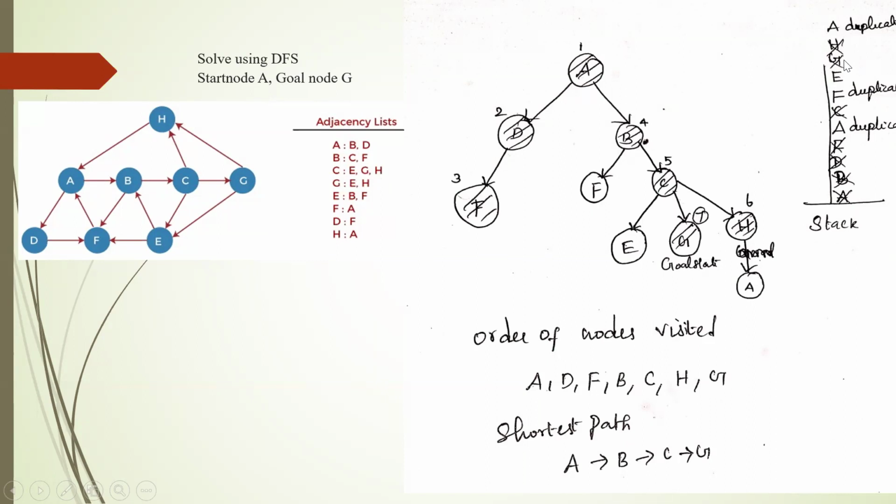After that, G is the top node, so we are visiting it. Once we reach the goal node, we have to stop the traversal. So this is the order of nodes visited. And which one is the shortest path? A, B, C, G. This is the shortest path. This is how depth first search works.